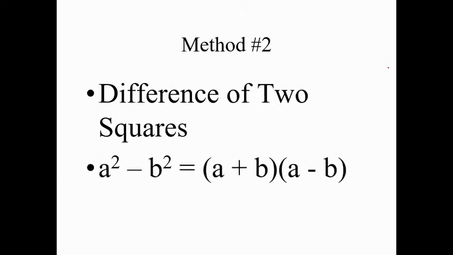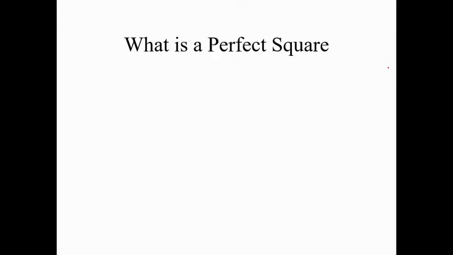Method number 2, the difference of two squares. So here is the basic formula. If you have a squared minus b squared, then you get a plus b in one set of parentheses and a minus b in another set of parentheses.